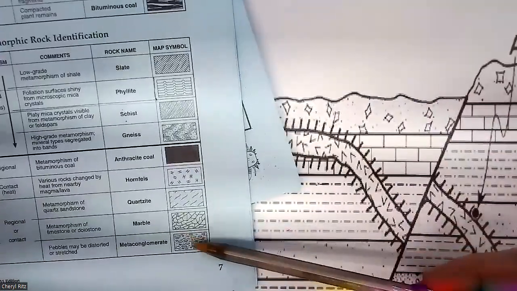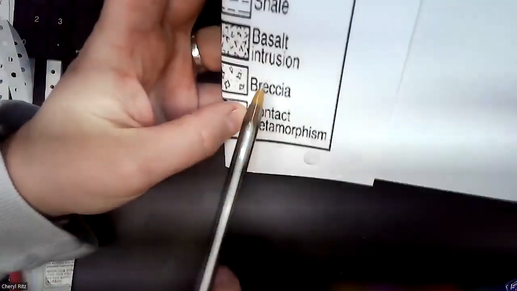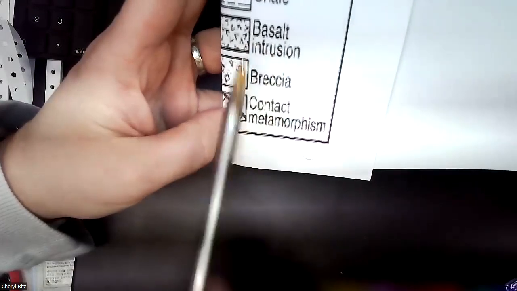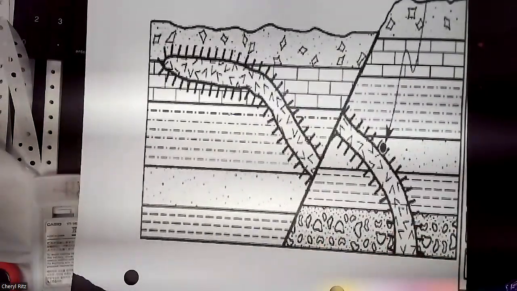Do you see this symbol though? This is not listed anywhere on the keys here. If they ever have that, they will tell you, just like they did here, that that is a basalt intrusion. And the little lines around it, again, is contact metamorphism. So what you see here is the rock layers with an intrusion going through them.